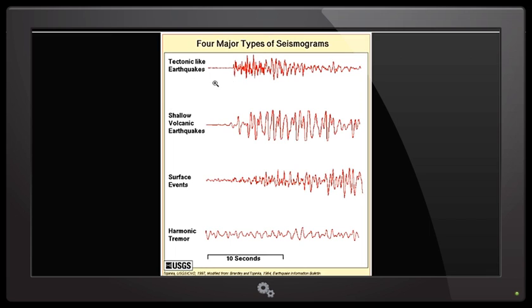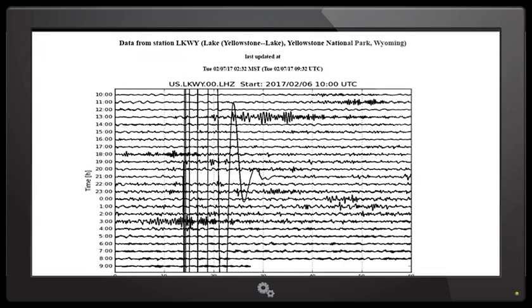We're going to take a look here, and this is tectonic-like earthquakes. So this helps you identify what you're seeing on these seismograms. Shallow volcanic earthquakes, this is what it would kind of look like on your seismogram. It goes down to surface events such as an explosion or any type of equipment that would be running over the ground, disturbing the seismic device that is in the ground. And then we have the harmonic tremors. Now we're showing what looks like either tectonic-like earthquakes or harmonic tremors. So looking back at the seismogram, these are definitely disturbances, and they do look like harmonic tremors.